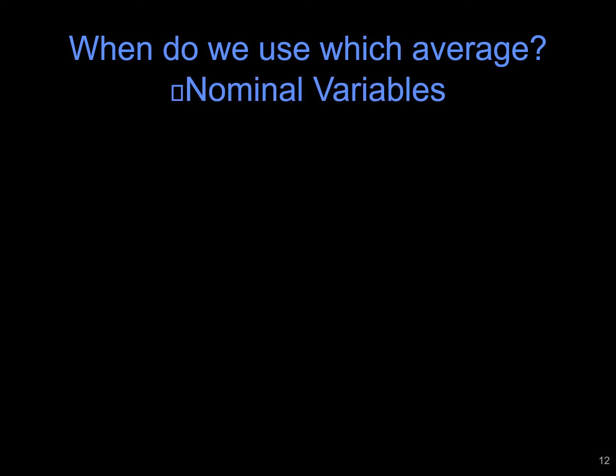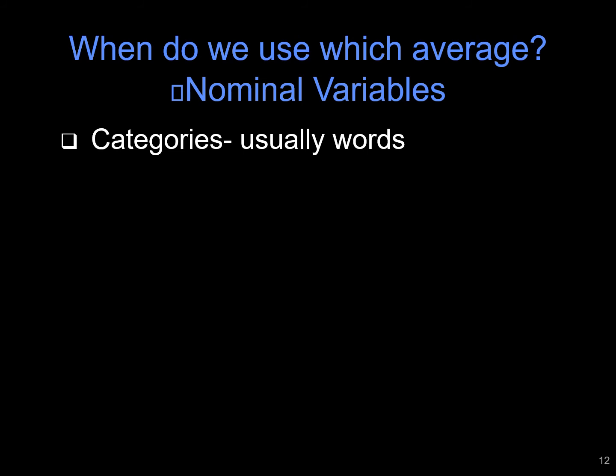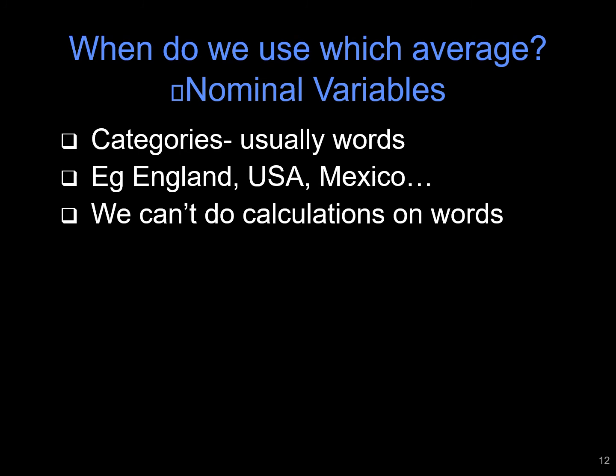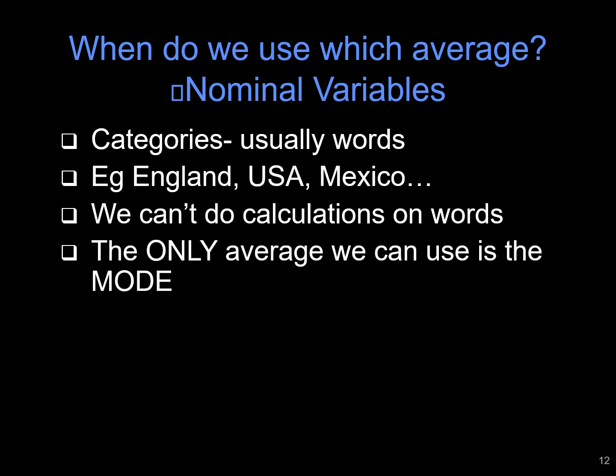So if the variable is nominal, remember this means it's a category. Usually it's words, like what gender are you? What town do you live in? In this case, you can't do calculations on words, so the only average you can use when it's a nominal variable is the mode. So it's which country do most people come from? Which is the favourite football team? They're the only kind of things we can answer when we have a nominal variable and we're trying to find an average.